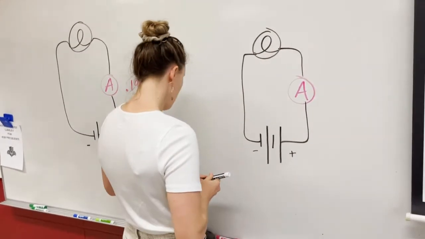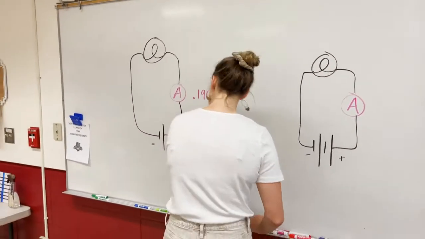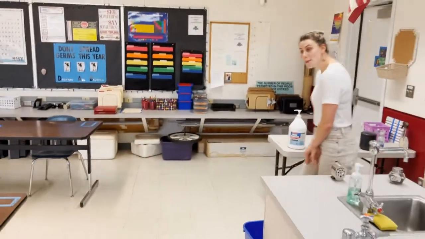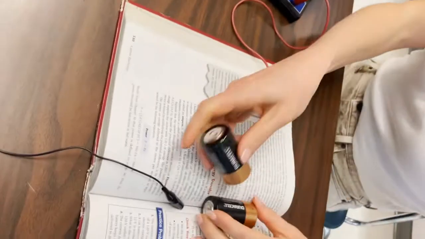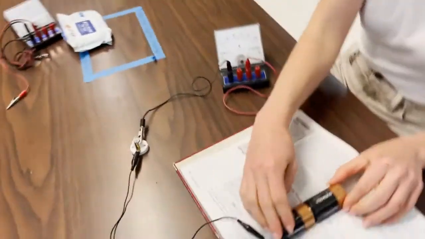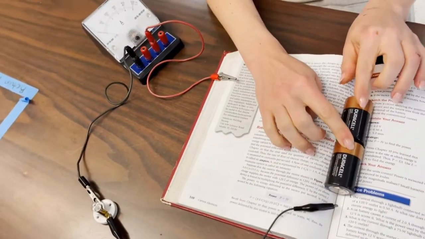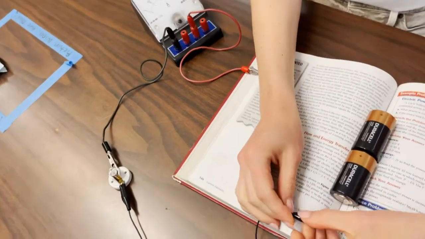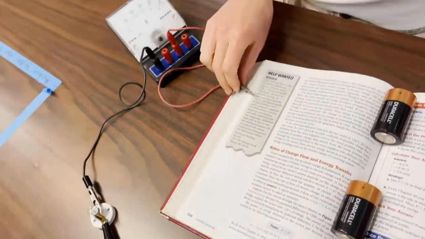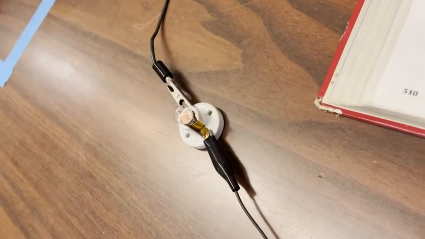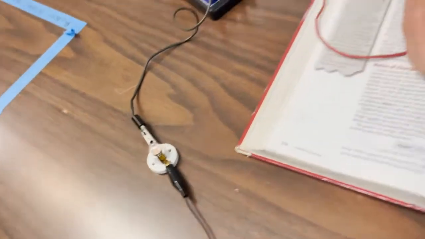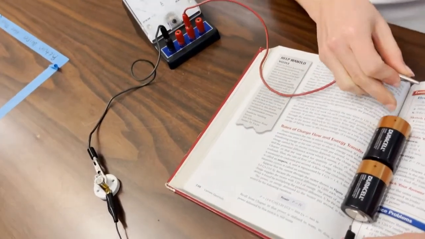What do you think will happen, boys and girls? What's going to be different when we go from one battery to two? Okay, so how do we set this up? Like this. The positives. Show them one battery first, then we'll go to two. Good idea. So here we go. Two batteries.